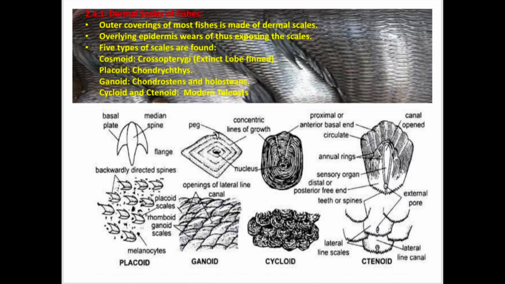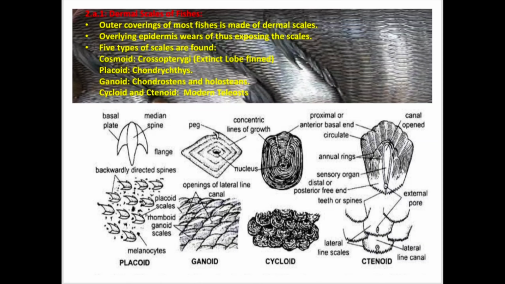The cycloid scales are thin, oval, or round. These are overlapping and flexible scales, and they are found in most of the modern teleosts. Ctenoid scales, as you can see in the slide, resemble cycloids, but they have comb-like teeth on the overlapping edges, for example in sunfish. Placoid scales are characteristic of cartilaginous fishes, and they are spiny tooth-like projections on the surface of the body.